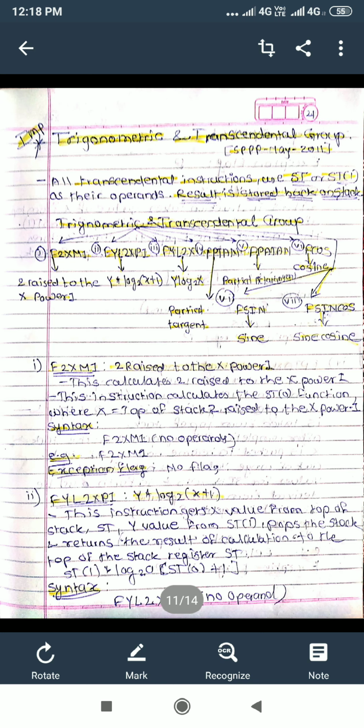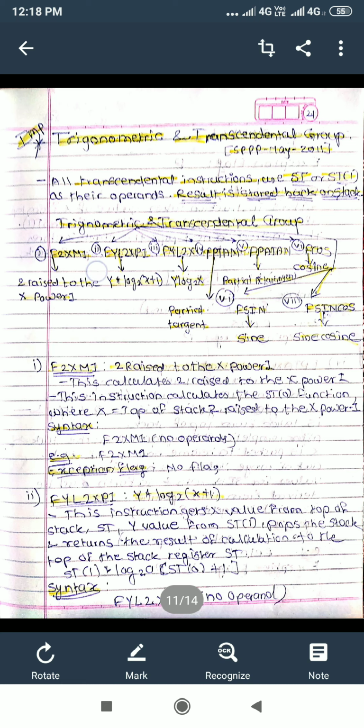These all transcendental instructions use stack top or stack top 1 as their operands, and the result is stored back onto the stack. Again, like the previous instructions, here the stack plays the important role. The result is stored onto the stack. There are a total of 8 instructions in the trigonometric and transcendental group.